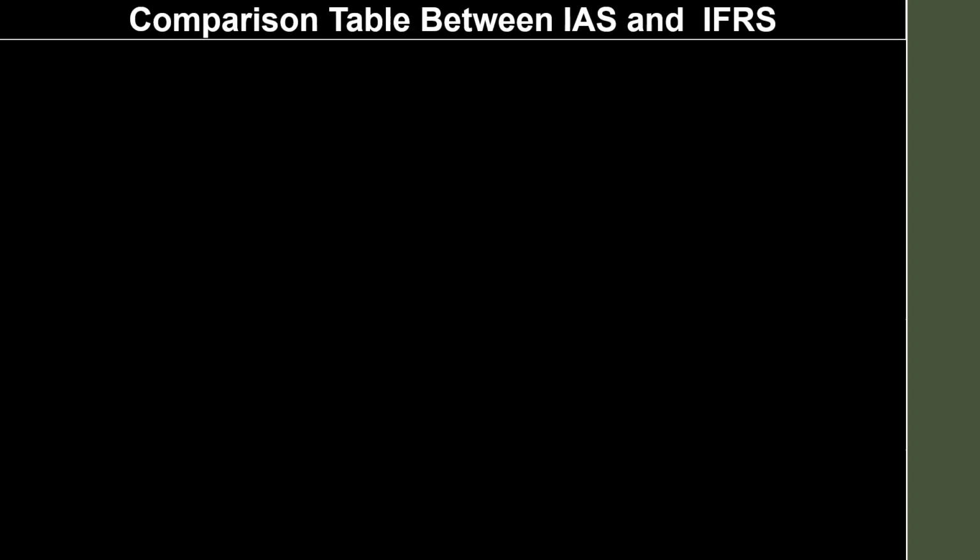Next one, comparison table between IAS and IFRS. IAS means International Accounting Standards and IFRS means International Financial Reporting Standards. Earlier it was known as IAS, now it is known as IFRS. So let us go through the differences between these two sets of standards.